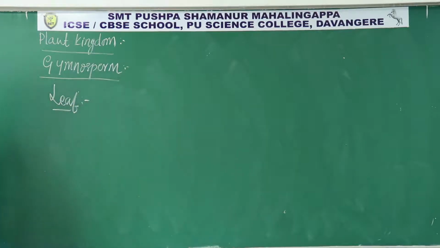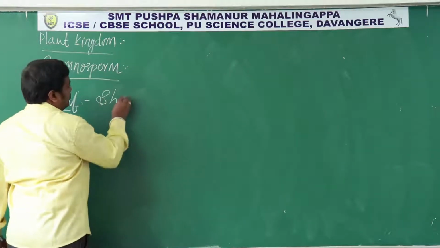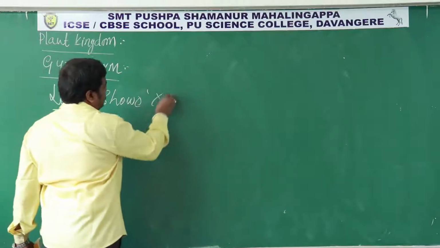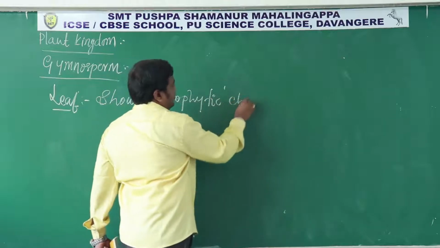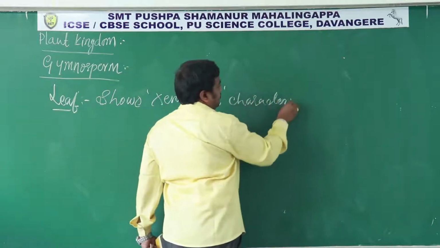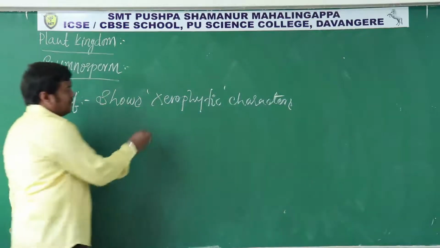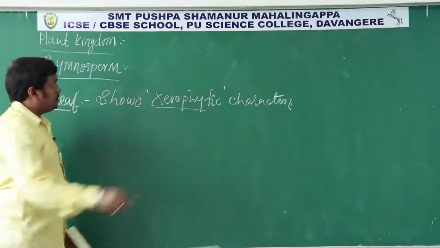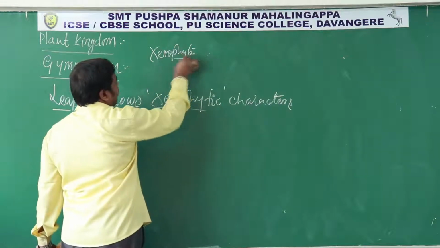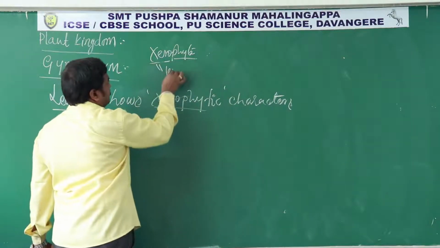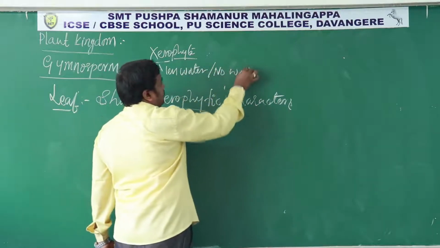Okay, so leaf also has a very important character in gymnosperms. The leaves show xerophytic characters. If you know the meaning of xerophytic: phyte means plant, xero means less water or no water.